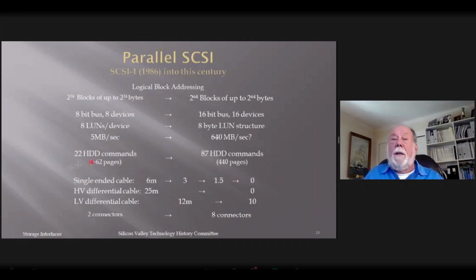And it didn't do so well in the signaling end because sending parallel signals over long distance is really hard. It started at 6 meters for single-ended cable and 25 meters of differential, and it wound up in its last embodiment with only low voltage differential out to 10 meters with 8 different connectors.